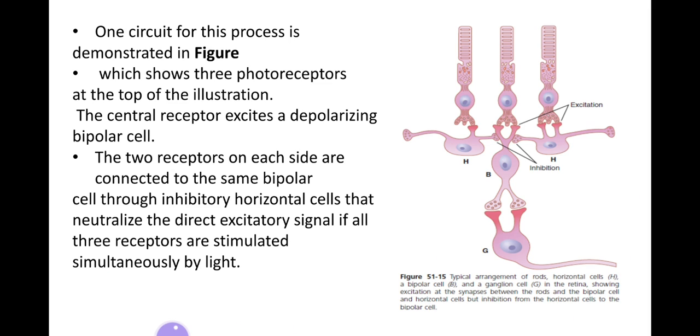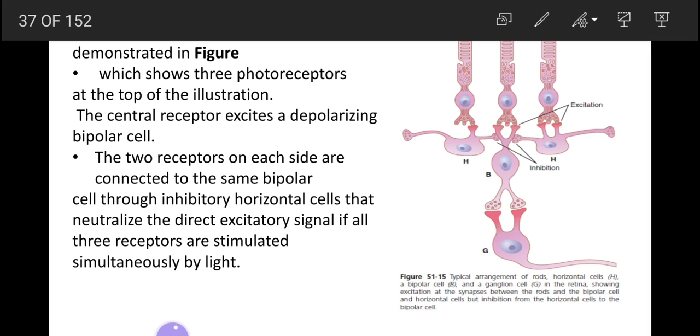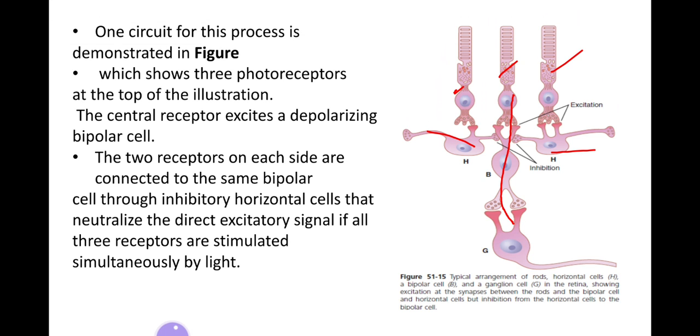This circuit shows the three photoreceptors on the top of the illustration. The central receptor excites the depolarizing bipolar cells. The two on the sides are connected to the same bipolar cells through the inhibitory horizontal cells that neutralize the direct excitatory signals if all three receptors are stimulated simultaneously by the light.